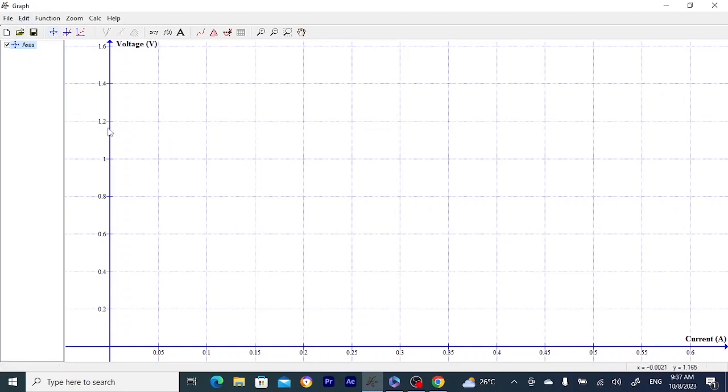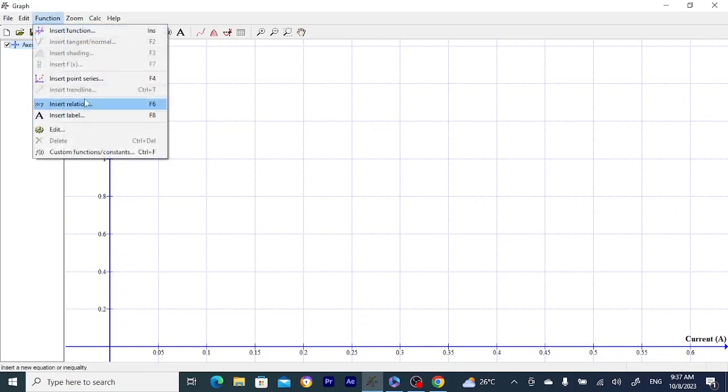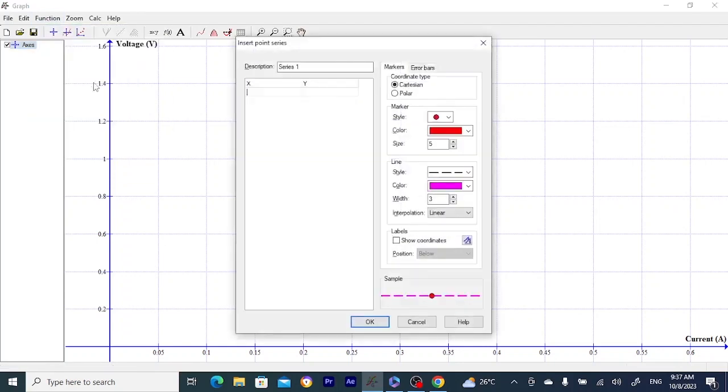So just choose each of the points. When the current was 0.1, that's this point here, the voltage was 1.36. So use your graph sheet to look for 1.36 and then pick the point. But I'm simply going to do this on this software, so I'll just come here and put my points in.